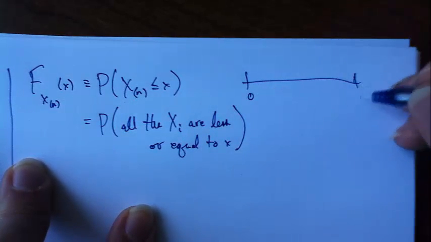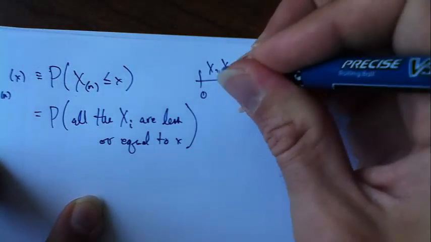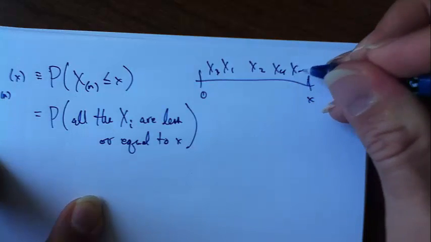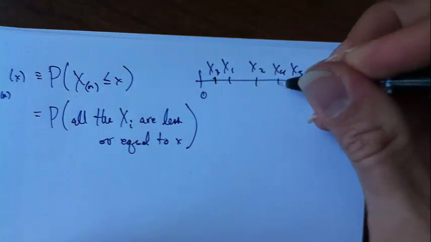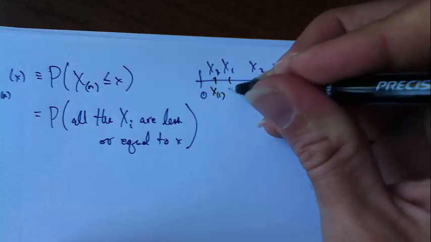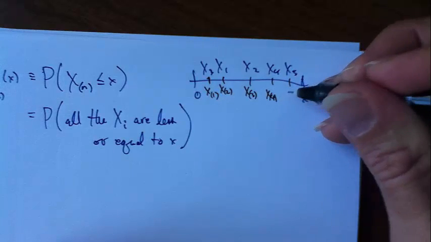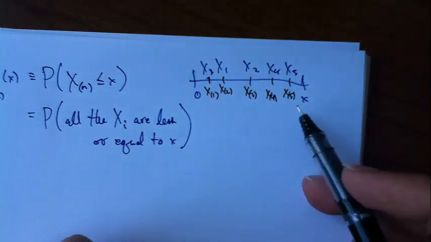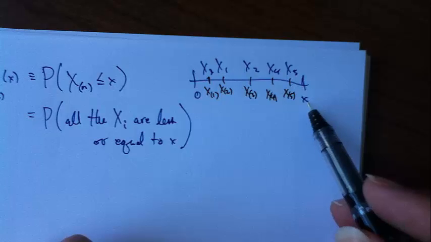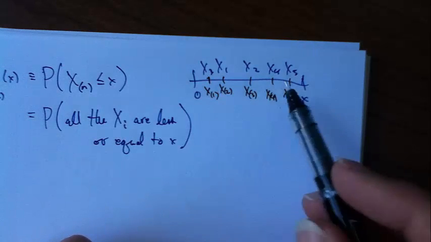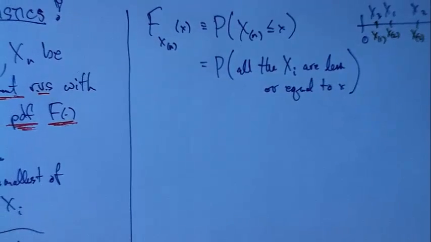Here's little x, I guess. x1 is here, x2 is here, x3 is here, x4 is here, x5 is there. In this example, here's x(1) in parentheses, here's x(2), here's x(3), here's x(4), and here's x(5). It happens to be the same as x5, you know what I mean. All of these are less or equal to little x if and only if the maximum of those is less or equal to little x. They're the same event. So two events that are the same have to have the same probability, right?